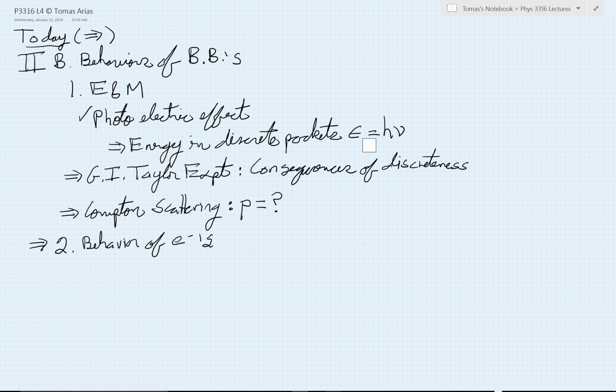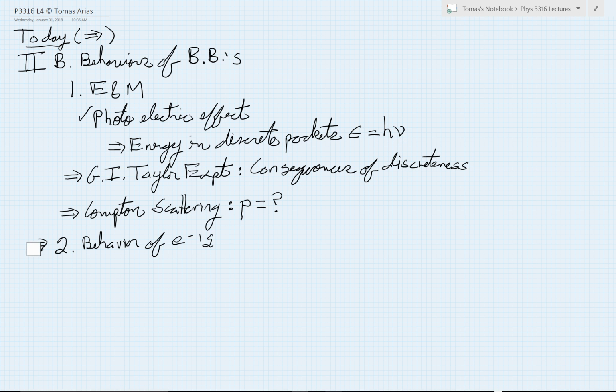Next, we're going to ask the question, well, these photons deliver energy in these very discrete packets. Do they also then deliver the other conserved quantities in physics, such as, for example, the momentum? And the Compton scattering experiment will allow us to explore exactly whether or not there is momentum transferred in these discrete energy packets coming out of the electromagnetic field.